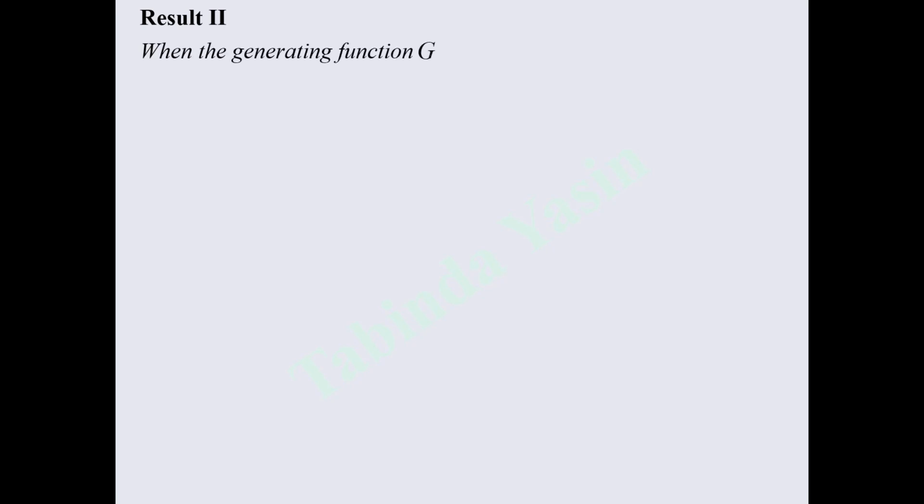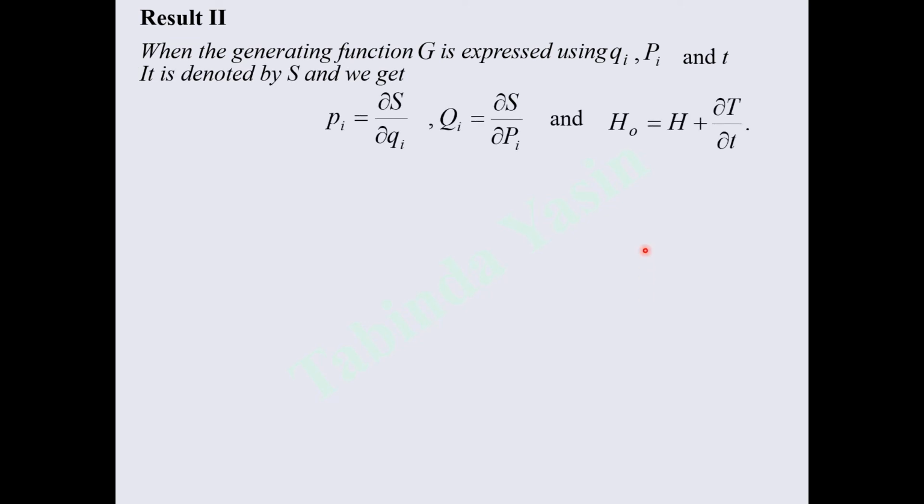Now we are going to start with result 2. When the generating function capital G is expressed using small qi and capital Pi, and it is denoted by S, we have small pi equal to partial S over partial small qi, capital Qi equal to partial S over partial capital Pi, and H naught will be equal to H plus partial S over partial t.